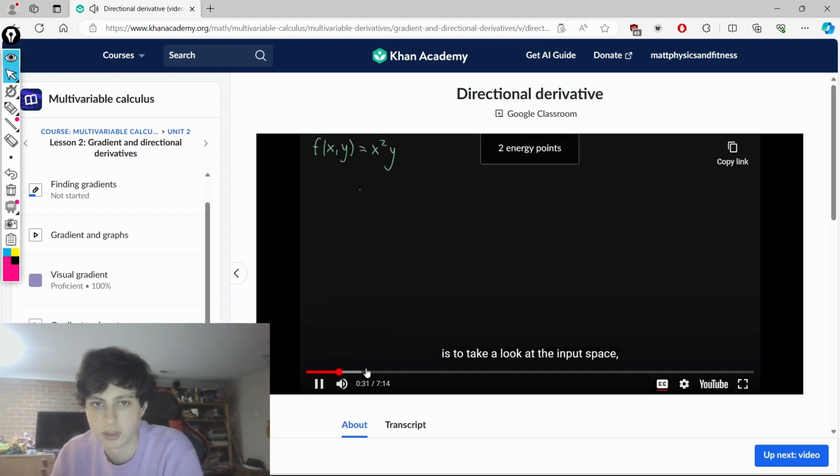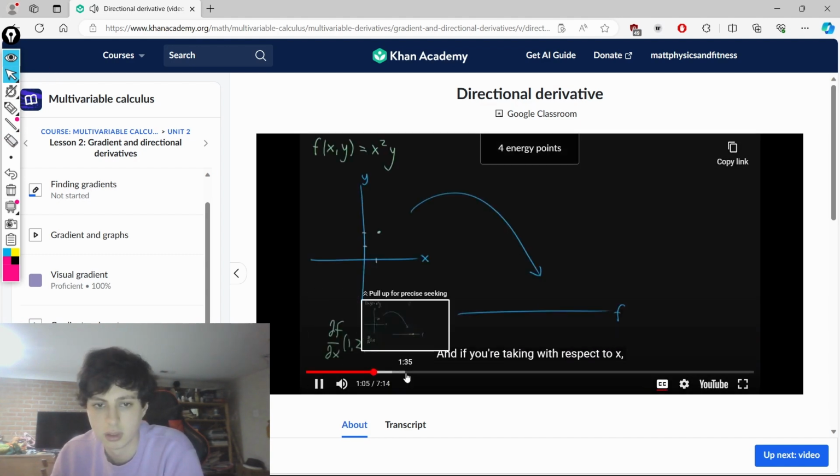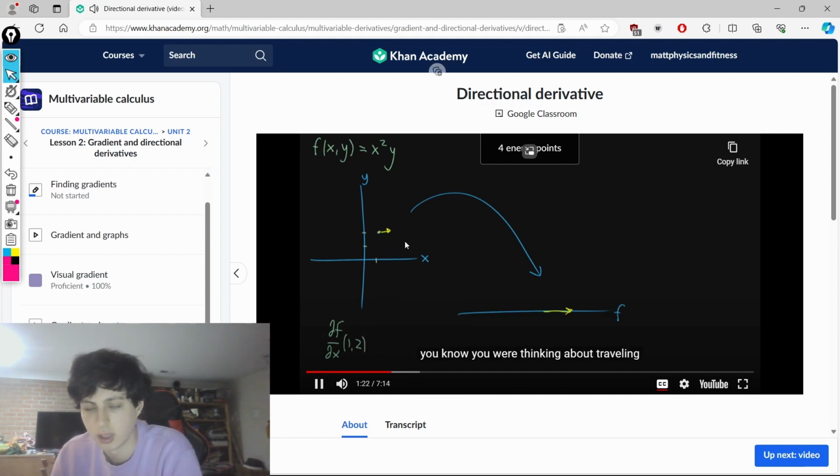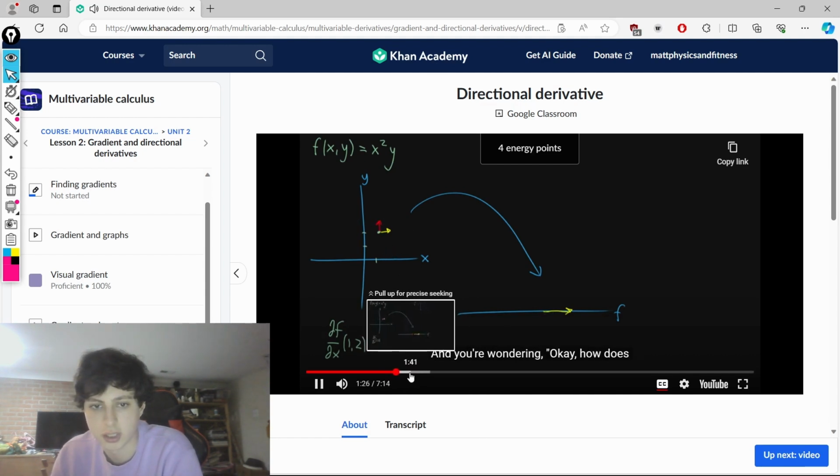Hello, everyone. Let's take a look at y is equal to 2. And if you're taking the derivative with respect to x, you think about just nudging a little bit in that x direction, and you see what the resulting nudge is in the output space. And the ratio between the size of that resulting nudge and the original one, the ratio between partial f and partial x, is the value that you want. And when you did it with respect to y, you were thinking about traveling in a different direction. Maybe you nudge it straight up, and you're wondering, okay, how does that influence the output?